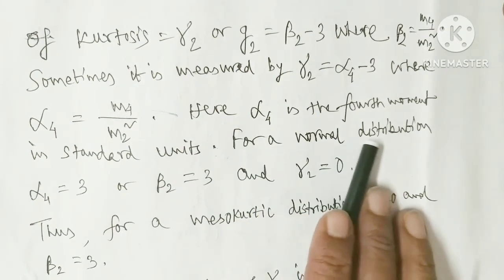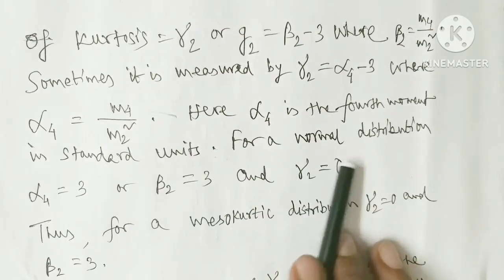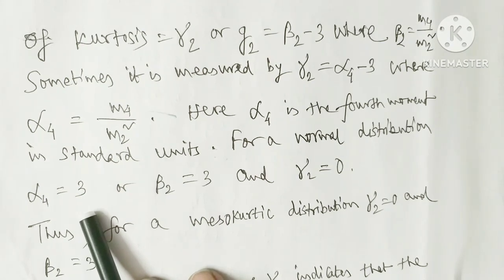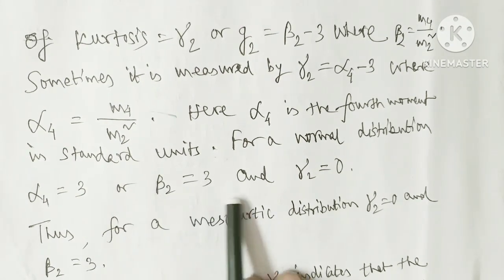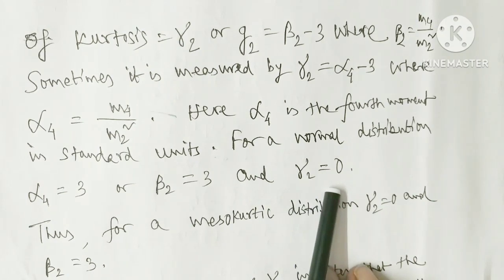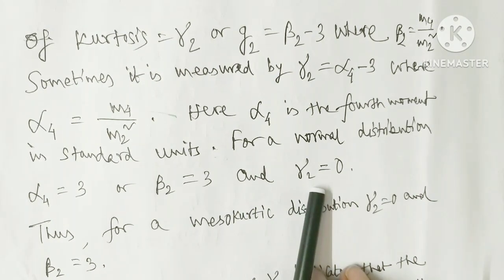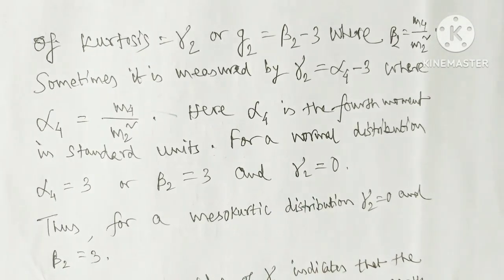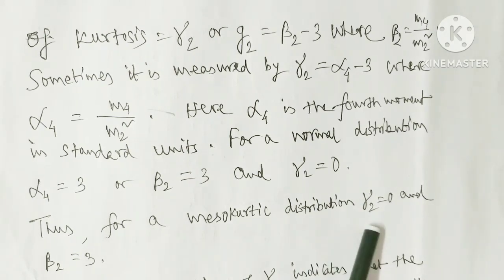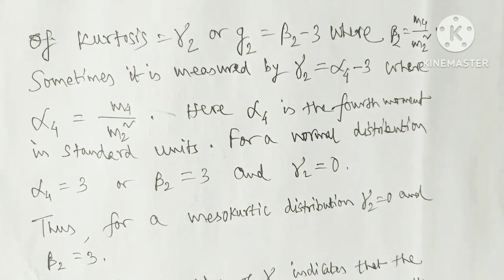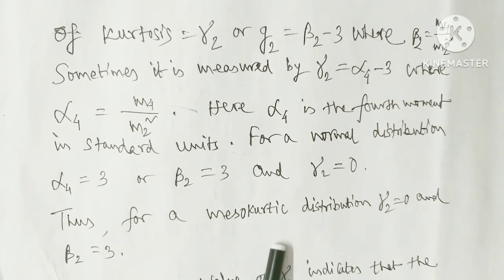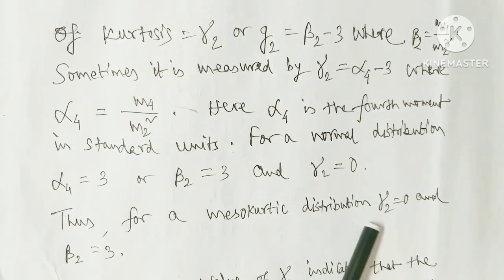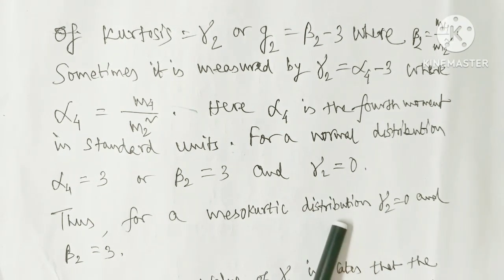Here alpha 4 is the fourth moment in standard units. For a normal distribution, alpha 4 equals 3 or beta 2 equals 3, and gamma 2 equals 0. Because gamma 2 is measured as beta 2 minus 3, when we put beta 2 equal to 3, it becomes gamma 2 equals 0. Thus, for a mesokurtic distribution, gamma 2 equals 0 and beta 2 equals 3. It is the important part of the whole kurtosis analysis that mesokurtic is 0, and on the basis of mesokurtic we can measure the other kurtosis natures.